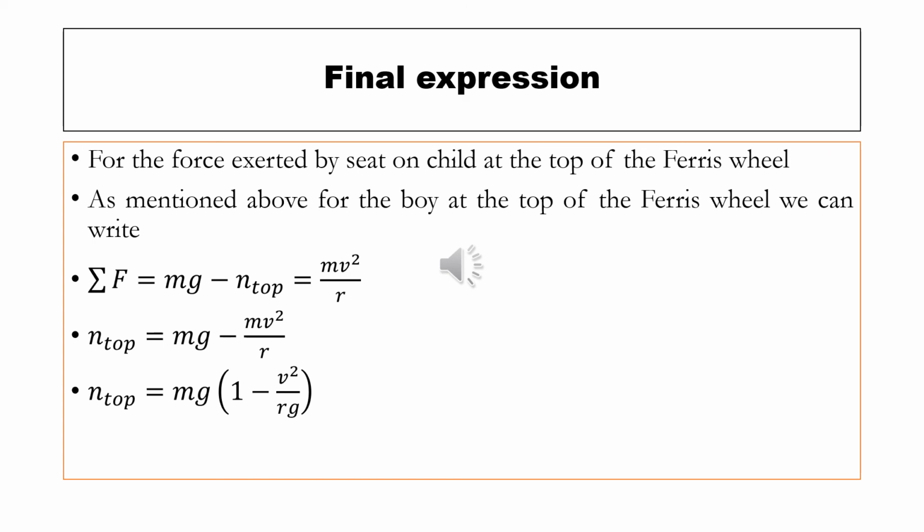Here is the final expression for the force exerted by the seat when a child is at the top of the Ferris wheel. As we have already understood that weight must be greater, the summation of forces which results in a centripetal force is mg minus N, normal at the top, equal to mv²/r. Then the normal at the top will be equal to mg minus mv²/r, and we will have the normal equal to mg(1 − v²/rg).